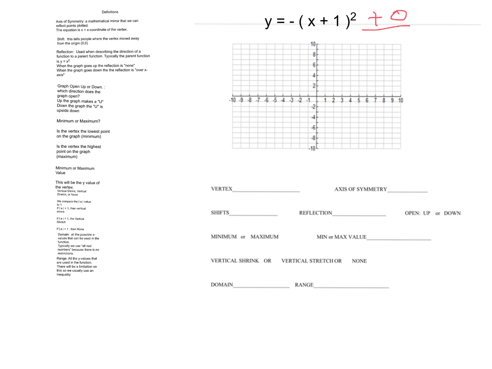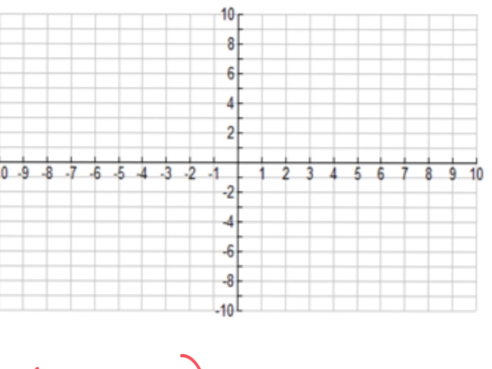So let's start off. Let's get our coordinate. We're going to do the opposite of this guy, so negative 1 and 0, because I take that. Alright, so we're going to graph our point. Negative 1, 0 is right there. Alrighty, my axis of symmetry. I can do a better job than that. That looks awful. Try that again.